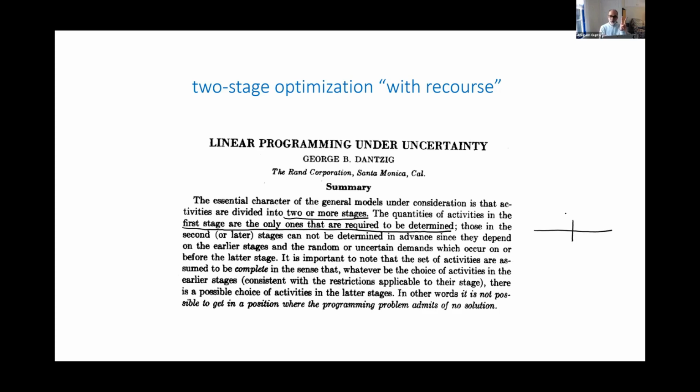So let's just look at 2 stages. In the first stage, you make some decisions, but you make them in anticipation of the second stage. In the second stage, you make decisions that fix the problems that actually arise. It says it is important to note that the set of activities is assumed to be complete in some sense: whatever the choice of activities in earlier stages, there is a possible choice of activities in later stages. It is not possible to get into a position where the programming problem admits no solution.